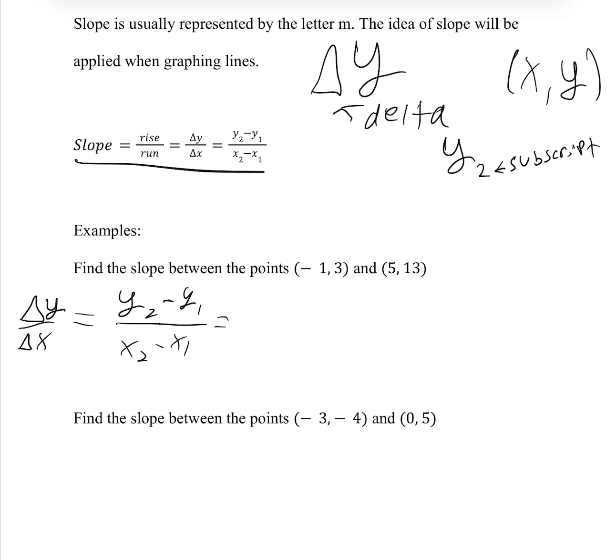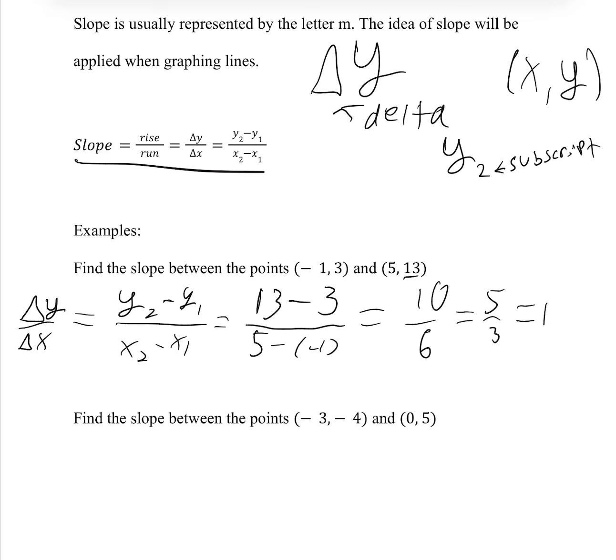They also might not group the points correctly. What I mean by that is, if I solve this problem real quick, I'm going to do 13, that's the first y value, minus 3 over 5 minus a -1. You have to subtract that -1 because that's what the formula is. That equals 10 over 5 plus 1, 6. That equals 5/3. And that's m.